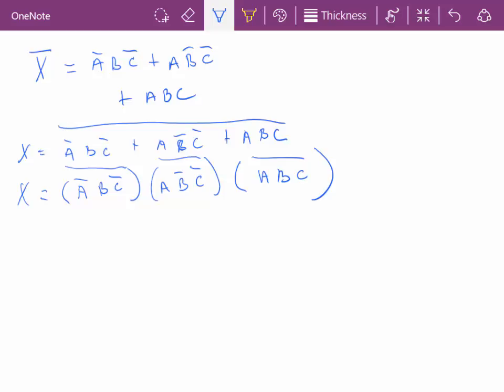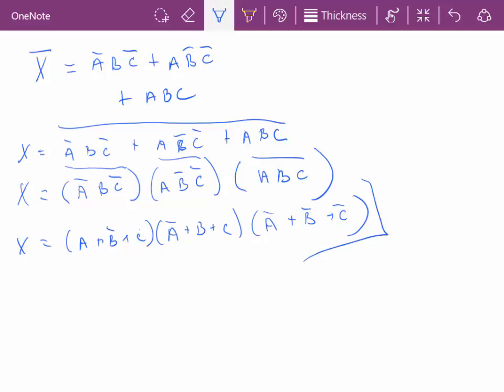So now I apply De Morgan's rule once again. So our function is a plus b naught plus c naught, or plus c, a naught plus b plus c, a naught plus b naught plus c naught.